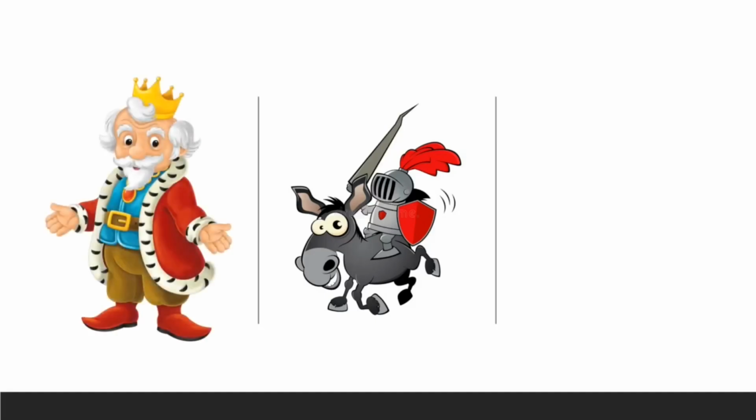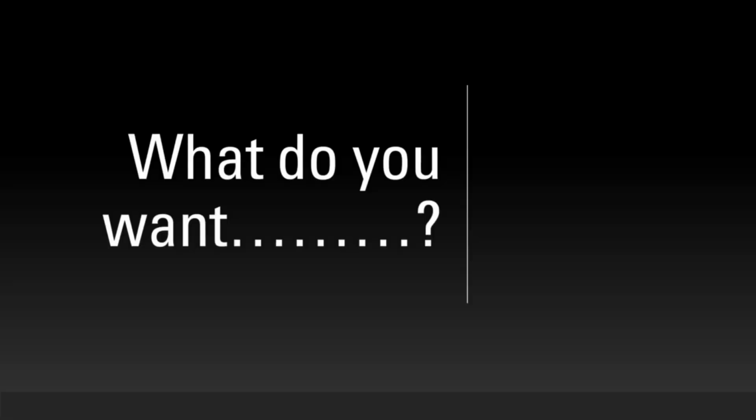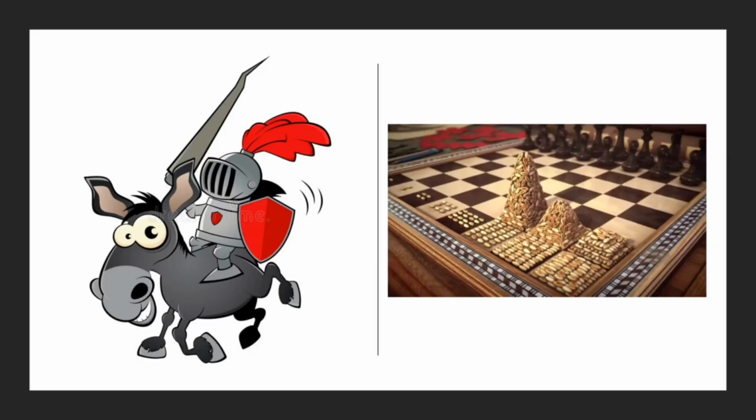So the knight goes back to the king with the princess, and the king says, "Oh, that's great, well done. What do you want?" So the knight said, "A chessboard has 64 squares. I want you to place 1 grain of wheat on the first square and then double it for every square." So as you can see in the image there, there's quite a pile when it gets to square 11.